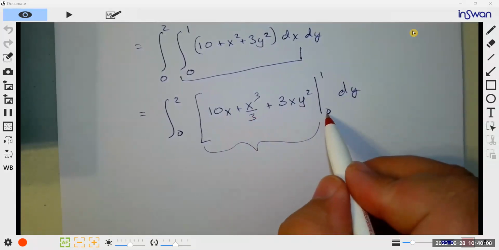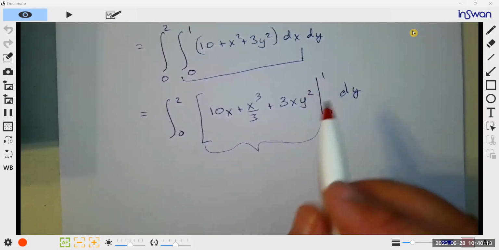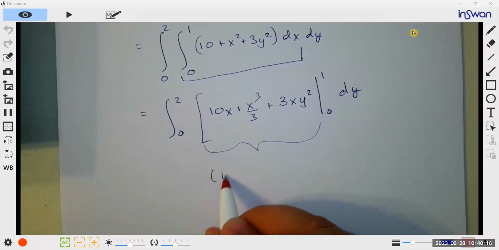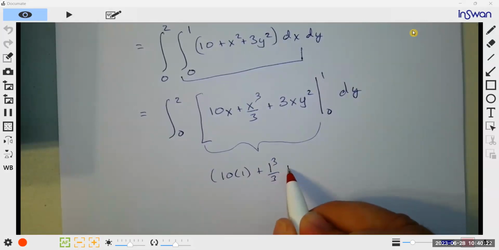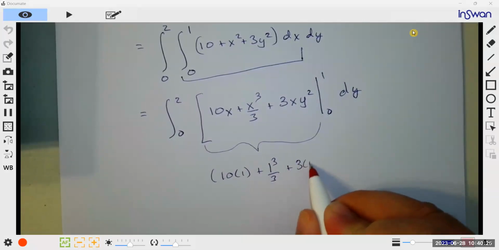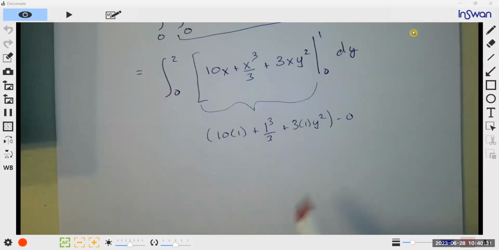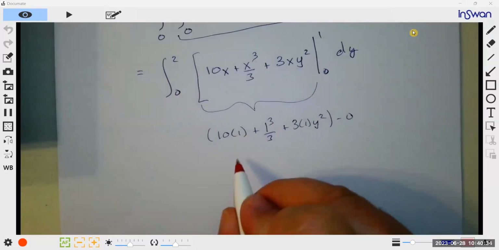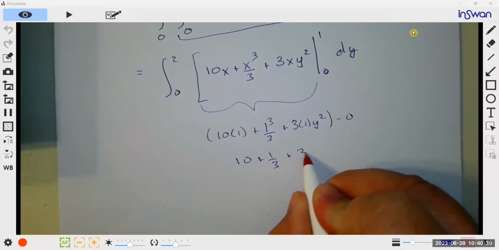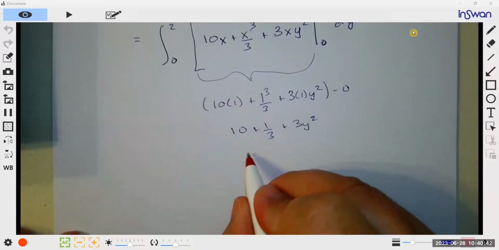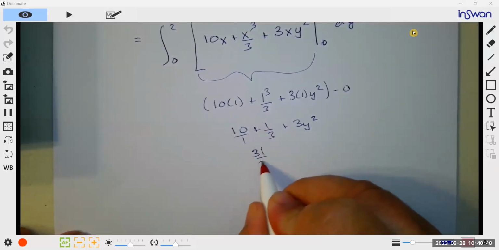Since they all have x's, the second part is 0. So we have 10 times 1, 1 cubed over 3, 3 times 1 y squared, minus 0. Because all of them have x, it all goes to 0. 10 plus 1/3, 3y squared. Common denominator is 3, so it's 30 plus 1 is 31 over 3.